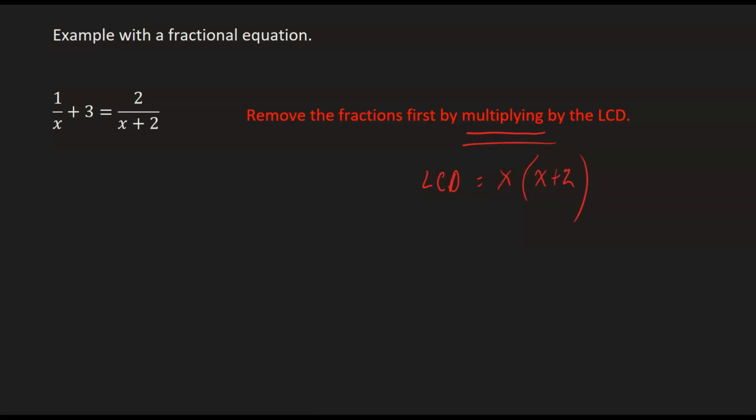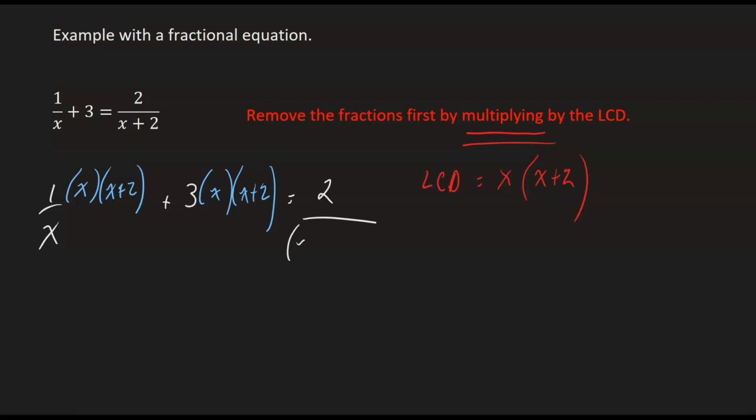And I'll use some color in there. I've got 1 over x. And let's just put that in blue. We'll do x times x plus 2. And for the next one, plus 3 times x times x plus 2, which equals 2 over x plus 2. I'm going to bracket it. You'll see why in a moment. And it's being multiplied by x times x plus 2.